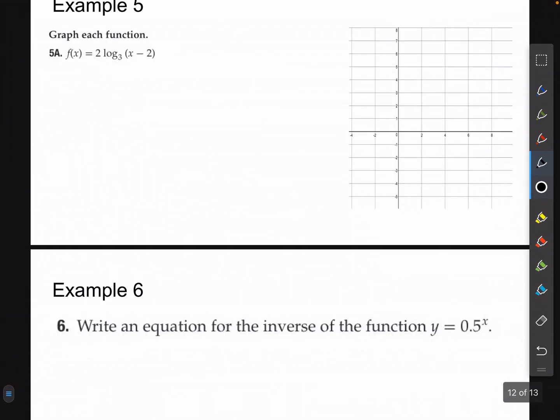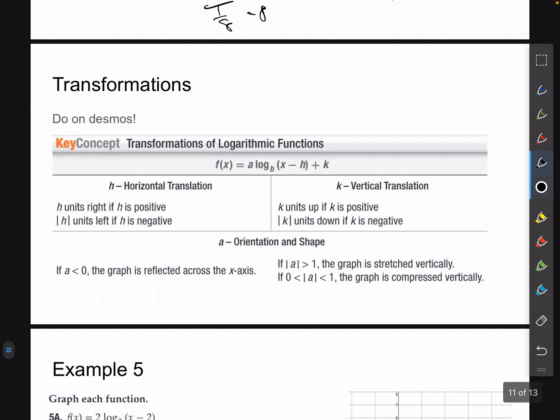Now, for the last part of this lesson, just 2 more examples, guys. We have transformations, which you can do on Desmos, and I highly encourage you to do this on Desmos. In Desmos, if you modify something inside the function, in this case in the parentheses in the log function, then we know we're going to have a horizontal movement. Whatever makes that go to 0 is how it's going to shift, just like with every other graph. If something happens outside the function, like the k, that's just going to move things up and down. And then a will tell us the orientation and the shape.